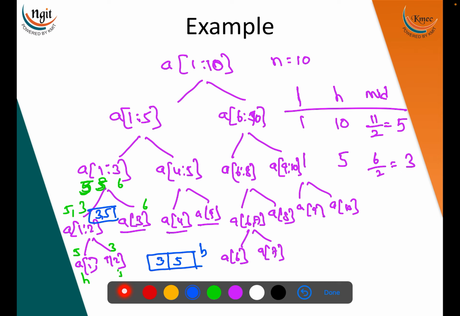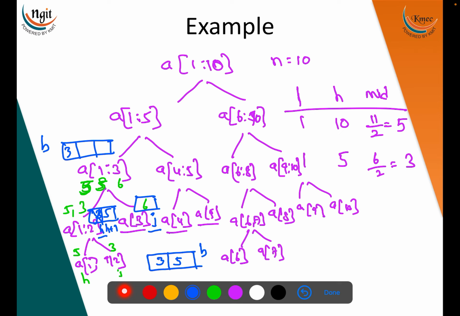Again this 3 comma 5 will be treated as H index, H plus 1 index, and 6 is treated as J index. So the comparison will be between H and J. Which seems to be smaller? 3 is smaller, so we'll take it into the subarray. Now this is the B array. Whichever is smaller will fall into the subarray, which is 3.